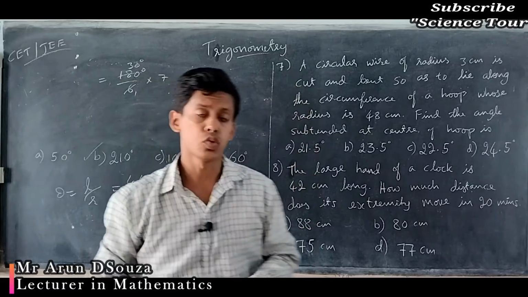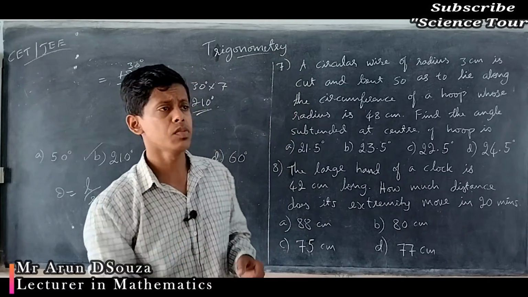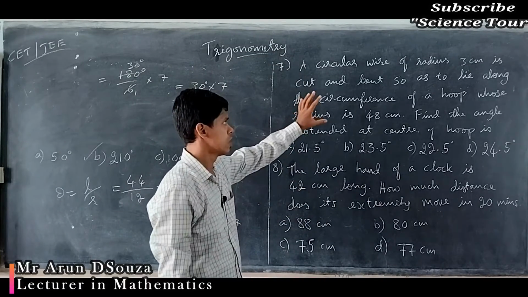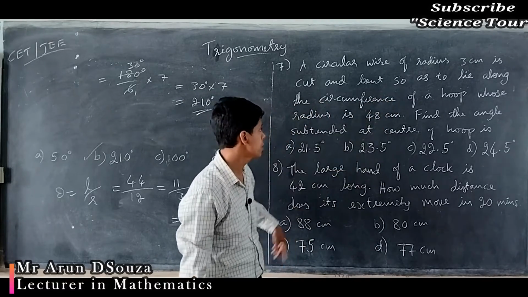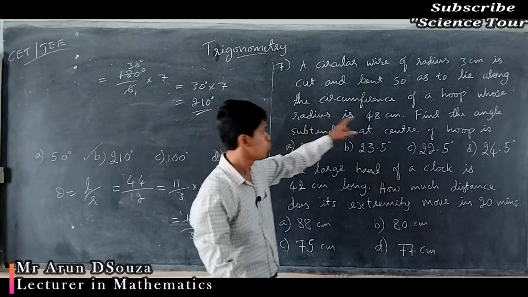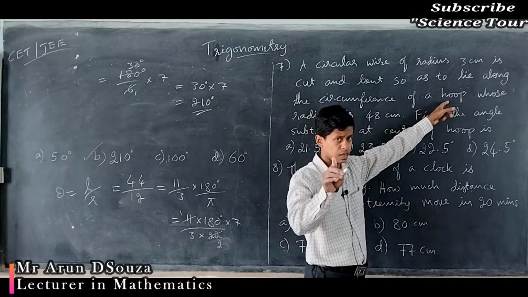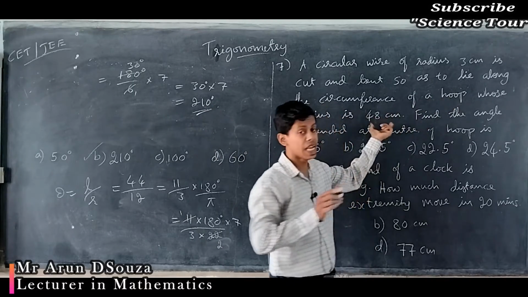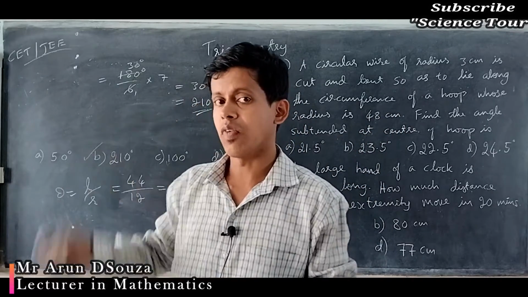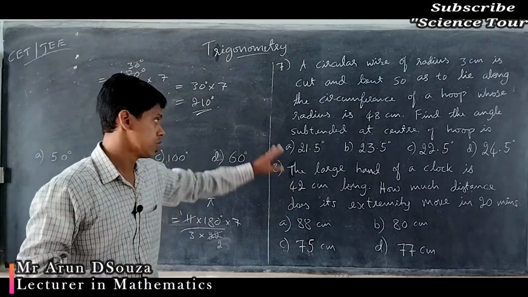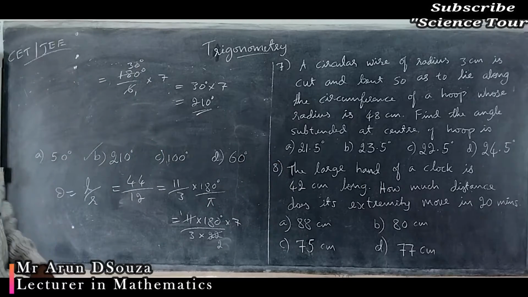So let's move to the 7th, which is very similar to the previous question. The difference is the radius of the circle is 3 centimeter here, and the radius of the hoop, the arc, is 48 centimeter. That's the only difference. You just have to replace the values there and you get the required answer. Let's see how it goes.